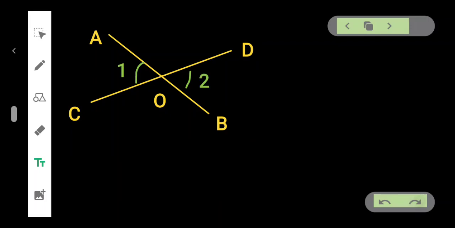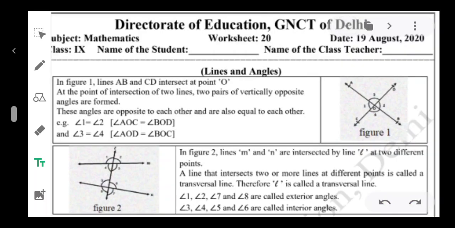And let them be 1 and 2. This is angle BOC, and this angle AOD. These are also equal to each other. These are also vertically opposite angles. 3 and 4, we can name these. And now AB and CD are lines. Otherwise, इससे पहले ये line segment थी. Remember it. So in this question, we have already seen these are vertically opposite angles. Okay. And here 1 is equal to 2 and 3 is equal to 4.